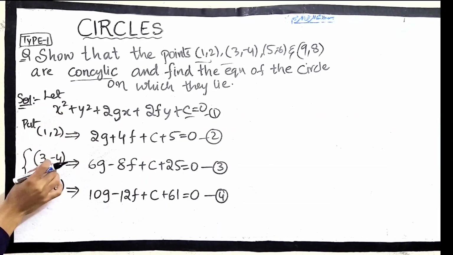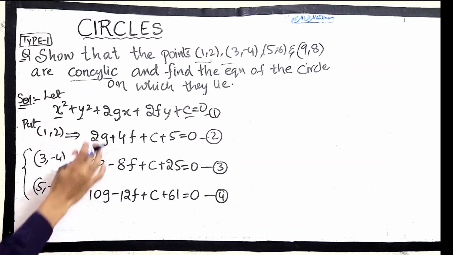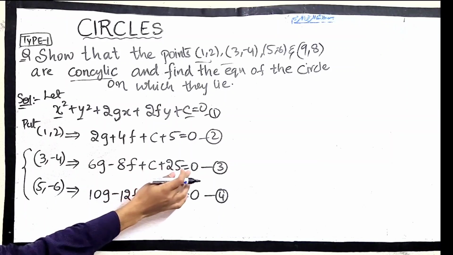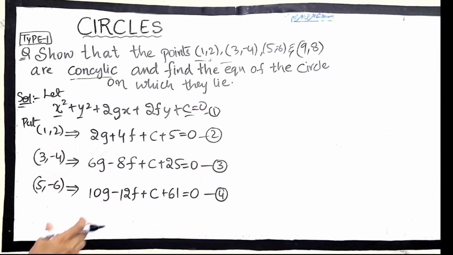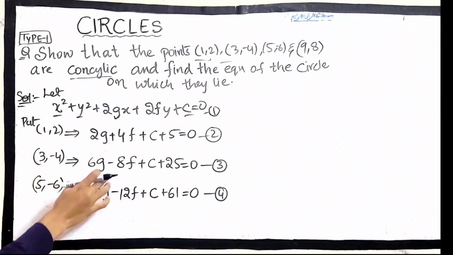So just substitute 3 in place of x and minus 4 in place of y in the complete equation, and the equation 3 will be 6g minus 8f plus c plus 25 equal to 0. And similarly, I have chosen the next third point, which is 5 comma minus 6. And in the next step now, after getting the 4 equations, you just need to reduce the equation 2, 3, 4.